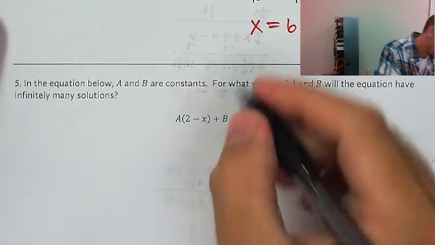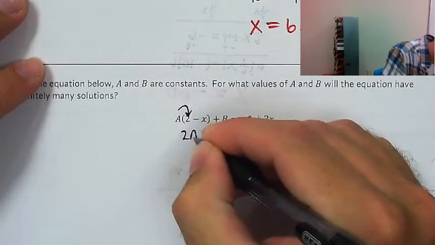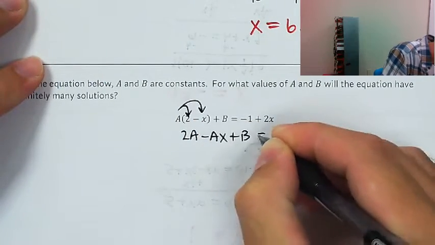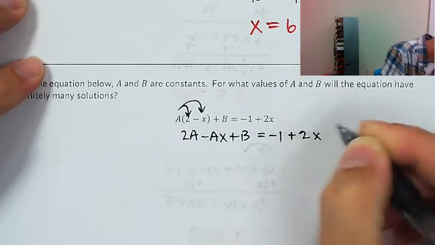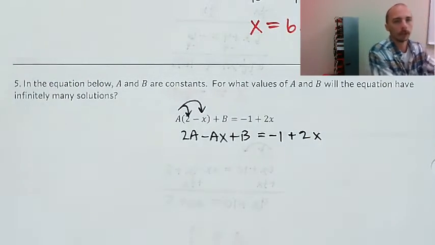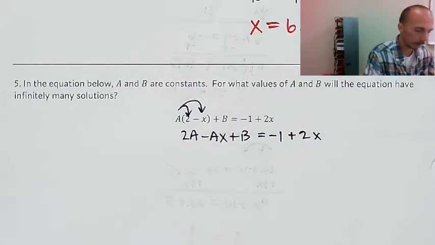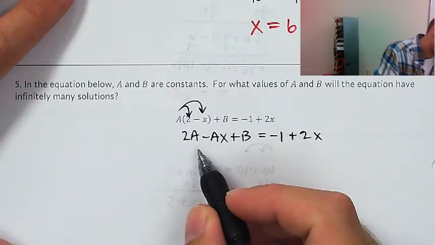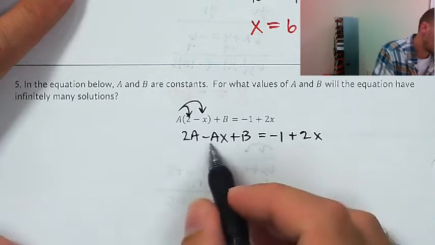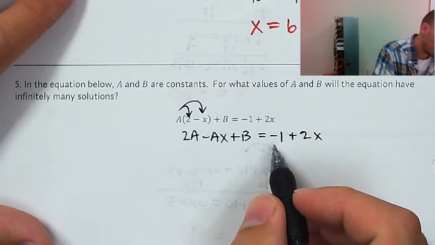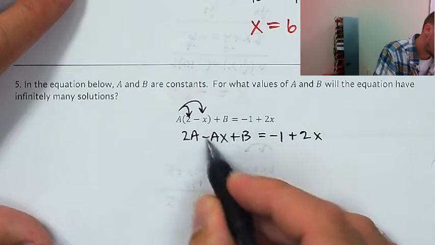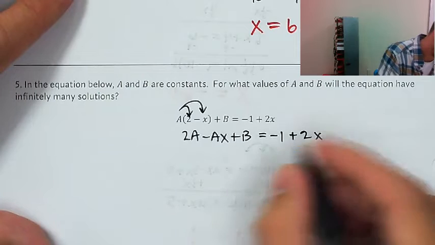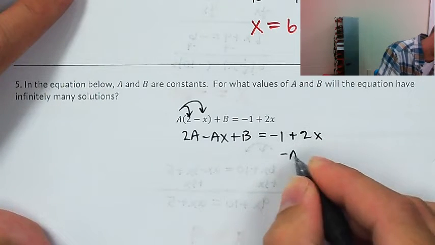And okay, we want infinitely many solutions, so that's going to be 2a minus ax plus b equals negative 1 plus 2x. You know, this one's a little tricky, and that's why I kind of trained y'all on it before the quiz. But I'm just going to remind you about this. We got to have the same number of x's on both sides and the same number on both sides. And I only see one place where x's are coming in on the left side. So I know that this negative ax needs to be the same as 2x.